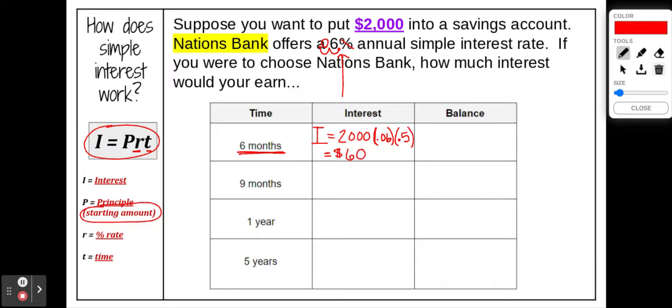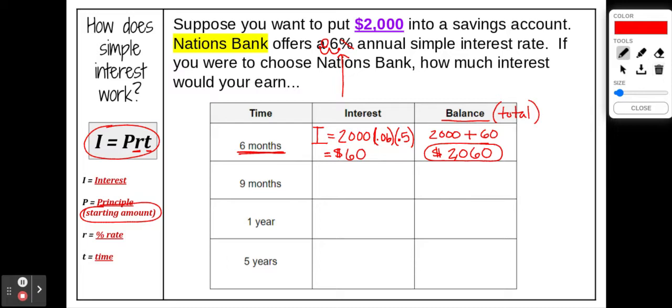Now, balance. Balance is your total amount of money that you have in the account. So remember, you started with $2,000, but you earned $60 in interest. So we would have to add the two of them together. And so if I took the $2,000 and I added the $60, I would have a total of $2,060. That would be my balance in the account that I could take out, spend, do whatever I want. Okay, $2,060. Not bad for leaving it in there for 6 months.